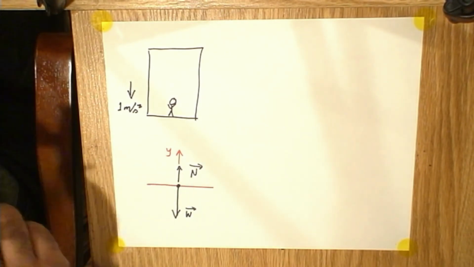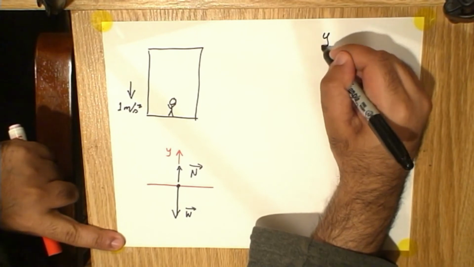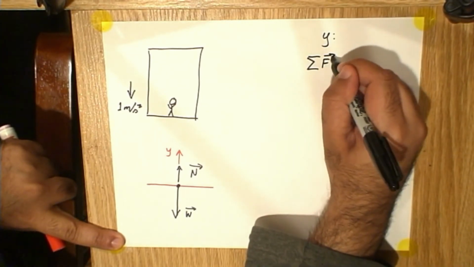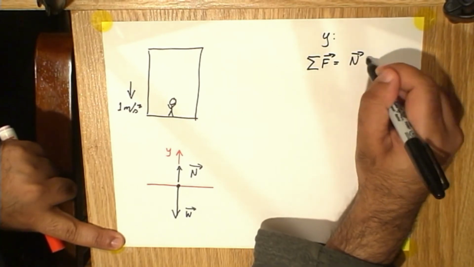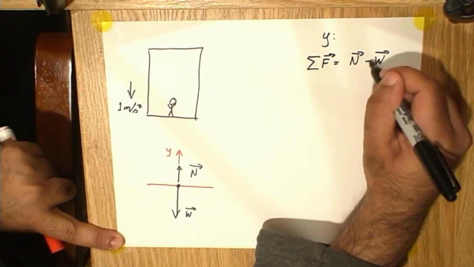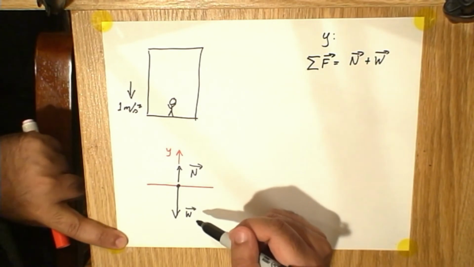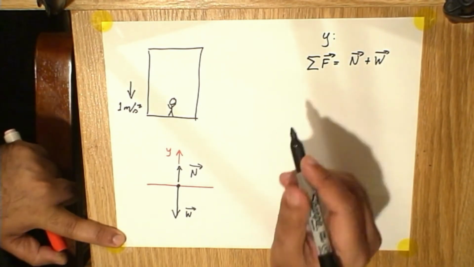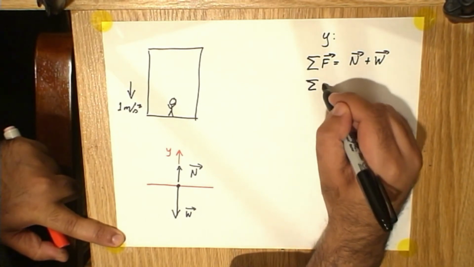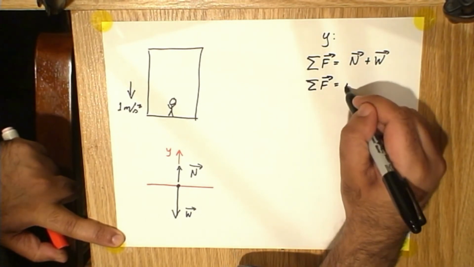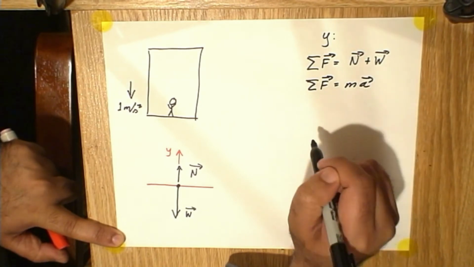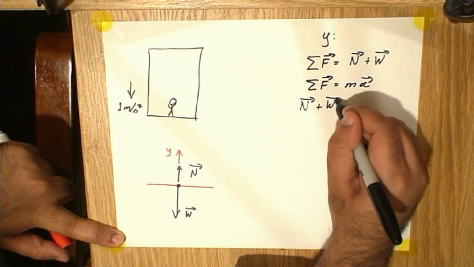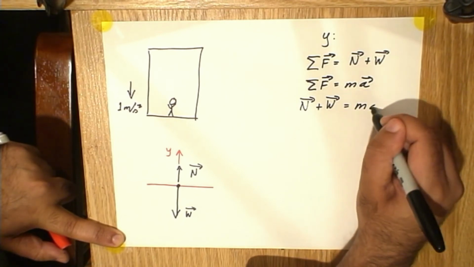Now, let's look at the forces occurring in the y direction. The total force is equal to normal plus weight, on the understanding that weight is a negative force because it's pointed in the negative direction. But total force is also equal to mass times acceleration. So that means that normal plus weight must be equal to mass times acceleration.